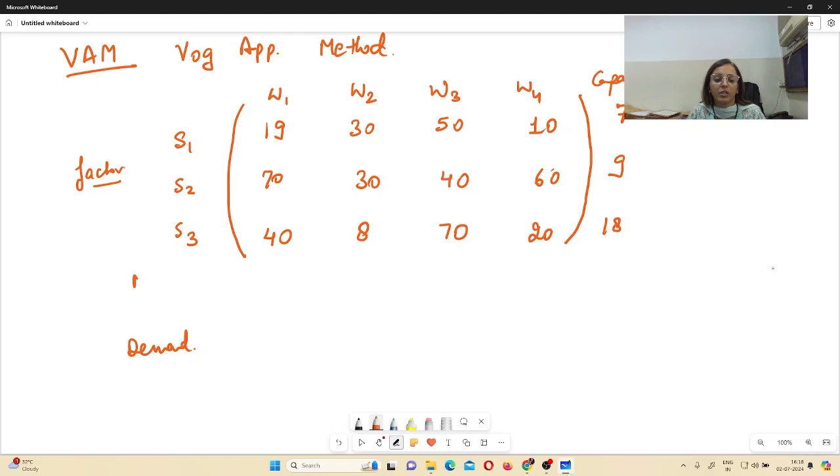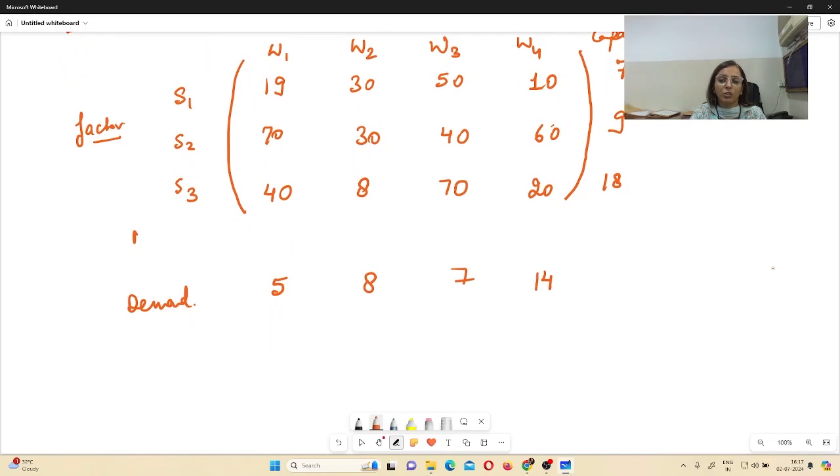So first again we have to find out whether the total demand and supplies are equal or not. So start adding the total supply, 7 plus 9 plus 18, and for the requirement it is given 5 plus 8 plus 7 plus 14. So check whether both the values are equal or not. Yes, both the values are equal to 34.